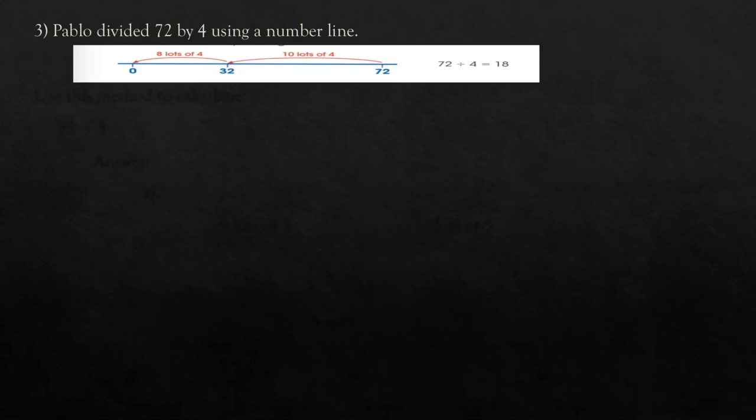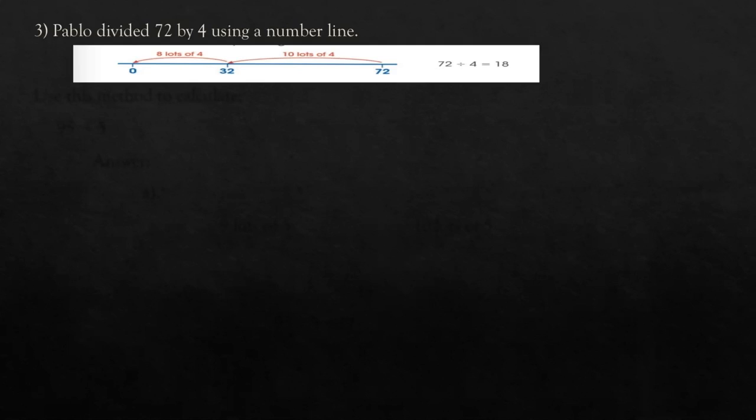To find the answer using a number line, you need to split the 72 into two numbers, so that when you sum up those two numbers, it is 72. And one more thing to concentrate on: while splitting the number 72, both numbers should be multiples of 4. Only then will you be able to find the answer for 72 divided by 4 with the help of a number line.